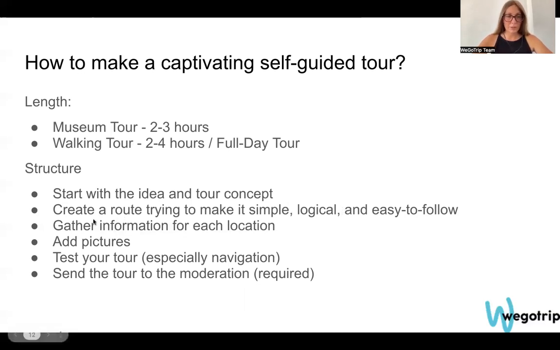The next step is to gather information for each location. This step also requires some work and some effort, because your travelers not just walk around the city, but they also want to learn something about the place. It can be a museum, an attraction, a park, or anything else. Then you add pictures, maybe it's the easiest part, and you also test your own tour, especially navigation, and you make sure that it is understandable and easy to use.